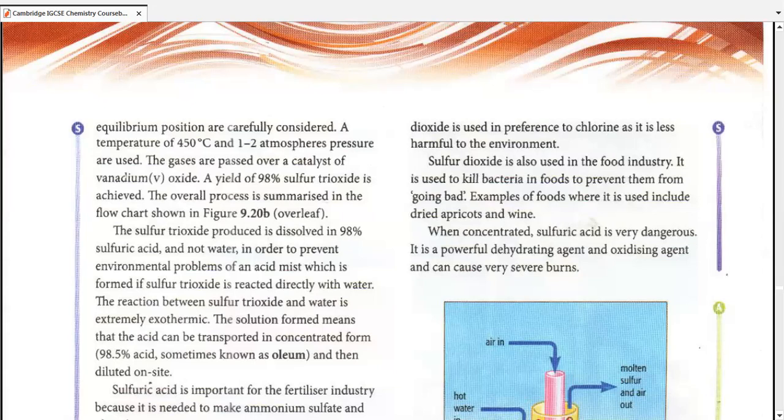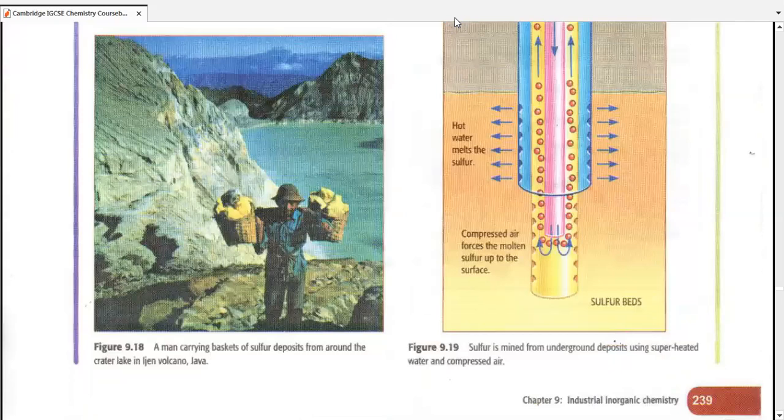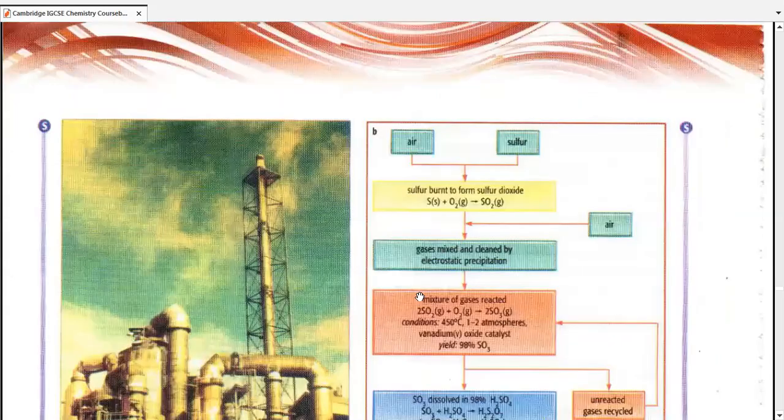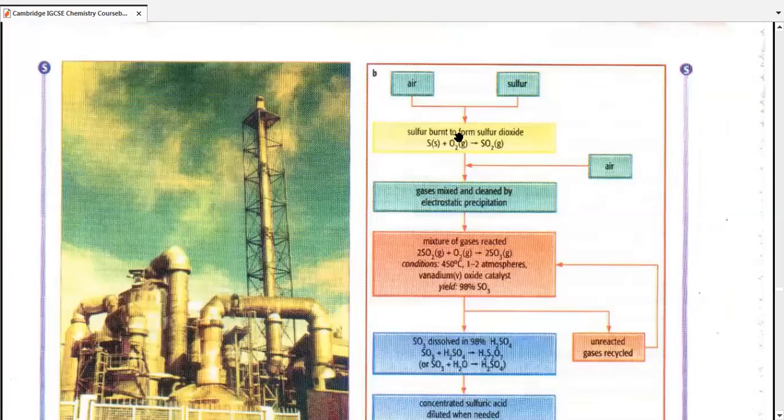So moving on, when concentrated, sulfuric acid is extremely dangerous. It is a very powerful dehydrating agent, oxidizing agent, and it can cause severe burns. We are going to go through these facts too. All of these facts are to be discussed in diagram form. So let's move on to the next page, page number 240, where we will be able to go through the diagrams. This is the contact process industry, as you can see it for yourself. This is the flow chart. Let's go through the flow chart.